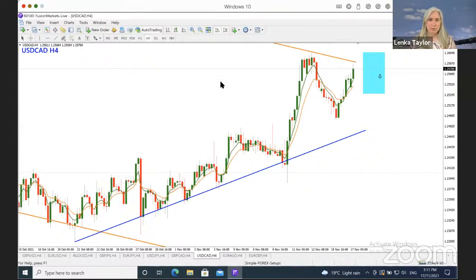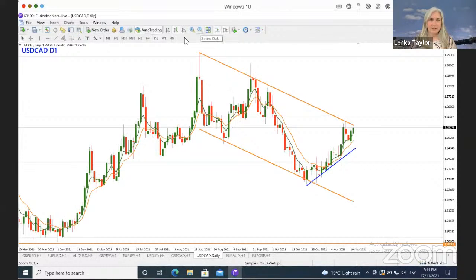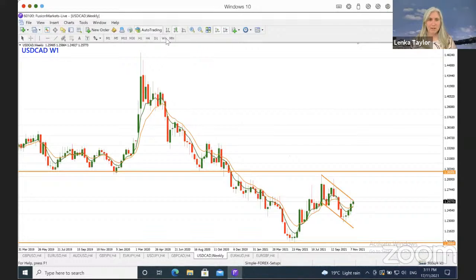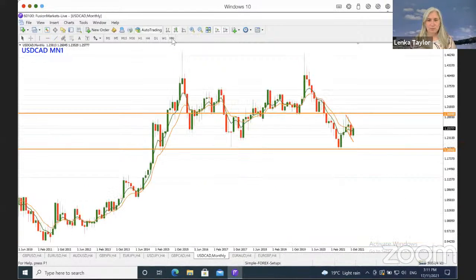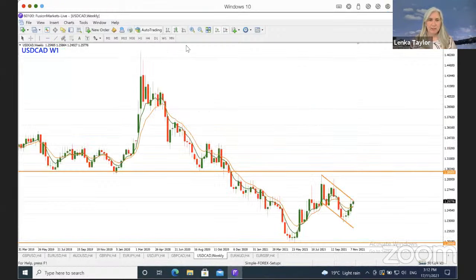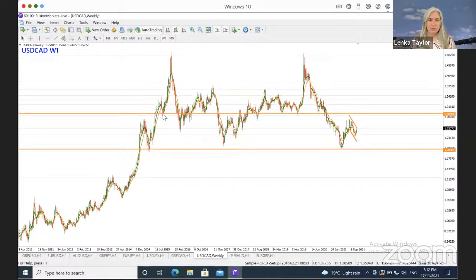Let me just check the chat box. Hi, Paul. How do you determine your horizontal levels? Horizontal levels, I usually just look. It depends on which currency pair. Usually it might be on the monthly, then on the weekly, and see where is the most number of touches or support or resistance points, right? And then I would put it somewhere around there.